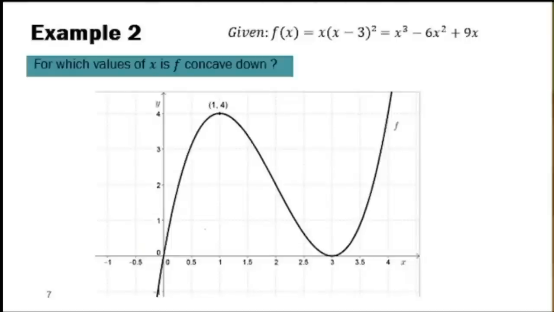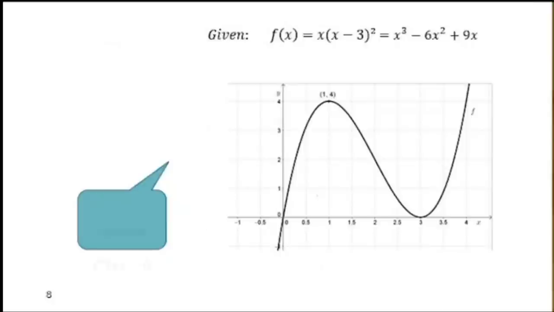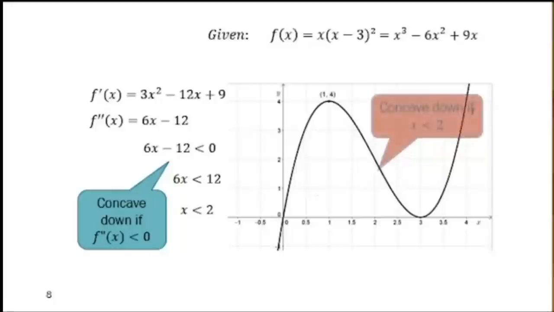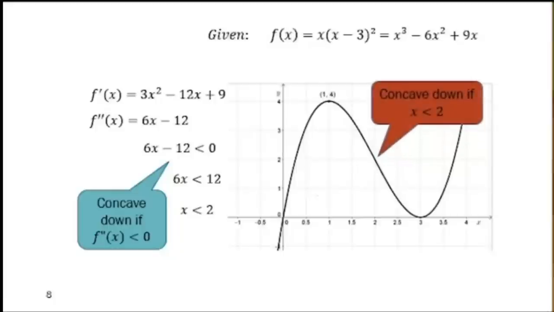So our second example: for which values of x is f concave down? Now I'm asking you, where is this function concave down? So how would we calculate this? First of all, for concave down, my second derivative must be smaller than 0. So what was our first derivative again? 3x squared minus 12x plus 9. If I now calculate my second derivative, it's 6x minus 12. For concave down, this must be smaller than 0, which means 6x must be smaller than 12 and x must be smaller than 2. Remember we said at x equals 2, our concavity changes. So at all the x values smaller than 2, this graph will be concave down.